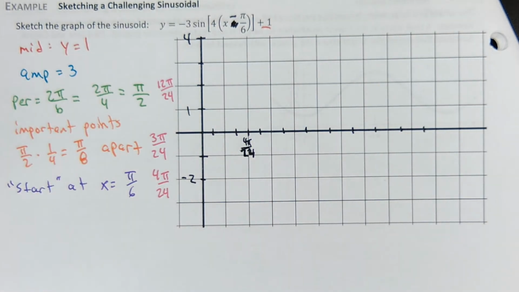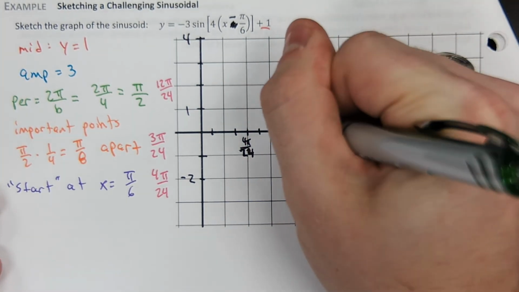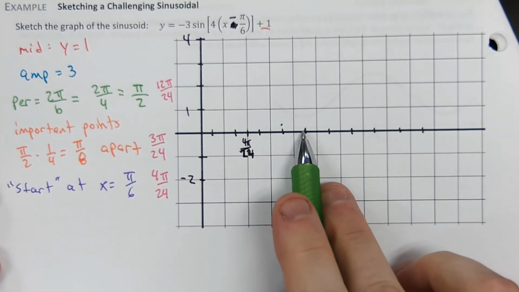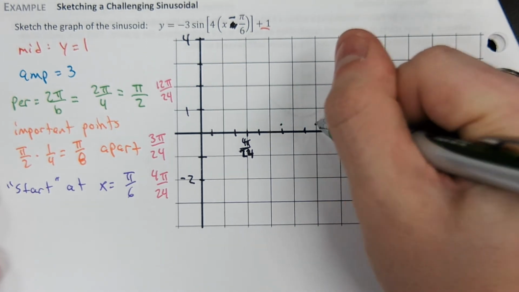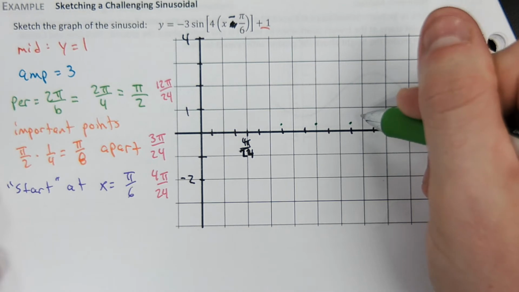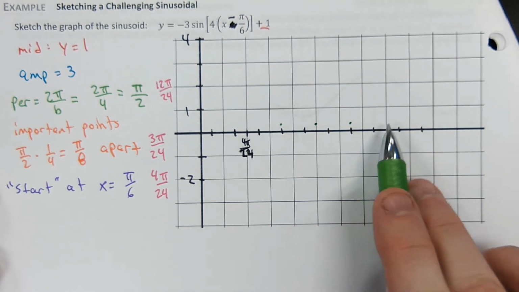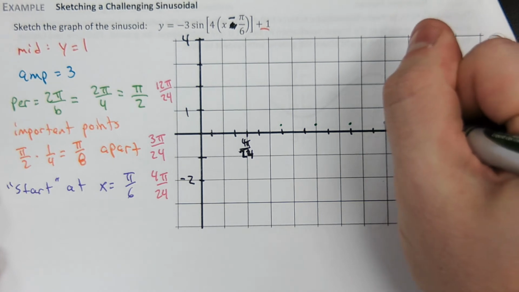It's going to be 3 tick marks away from that. So 1, 2, 3. There's going to be something special happening right there. 1, 2, 3. Something special happening there. And it's going to come to an end right there.